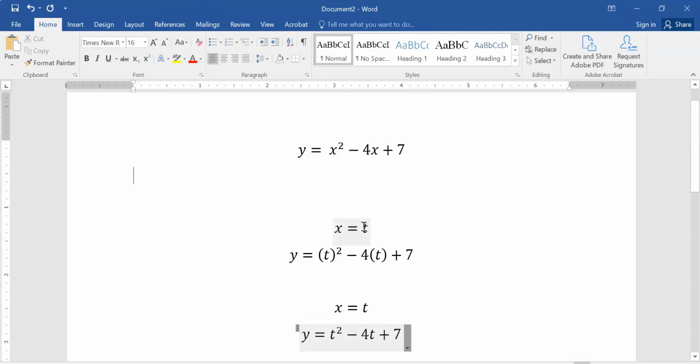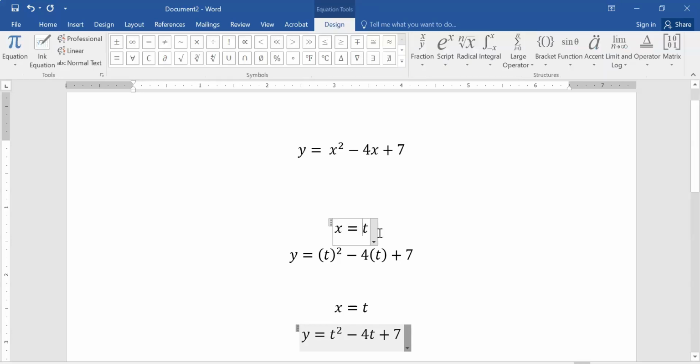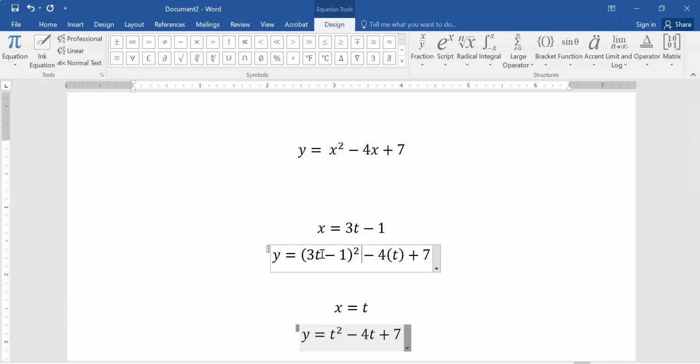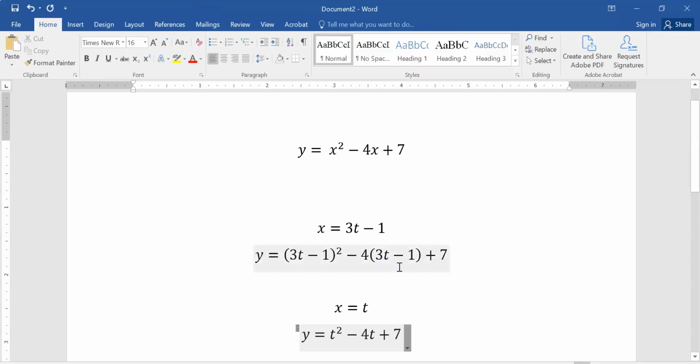Now that is not the only choice we could have made for t. We could have said, well, let's let x be 3t or 3t minus 1. And then all we would have had to do is everywhere I see an x here, replace it with a 3t minus 1. Now this is a little bit more complicated of an equation, but it still gives us a parametric equation which has the same graph as this graph.